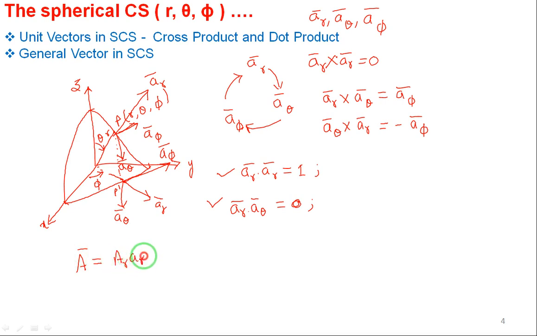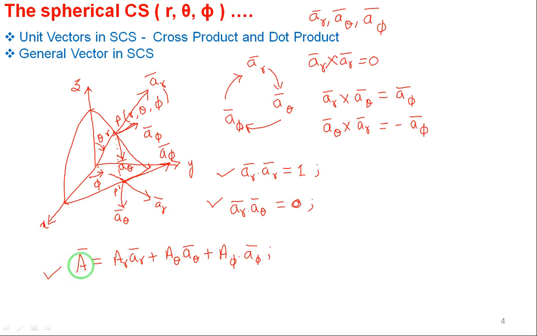A vector is AR into AR vector, this is the direction, plus A theta into A theta vector, plus A phi into A phi vector. Similarly, I can write any other general vector. It can be a force vector: F vector is equal to FR into AR vector, plus F theta into A theta vector, plus F phi into A phi vector.